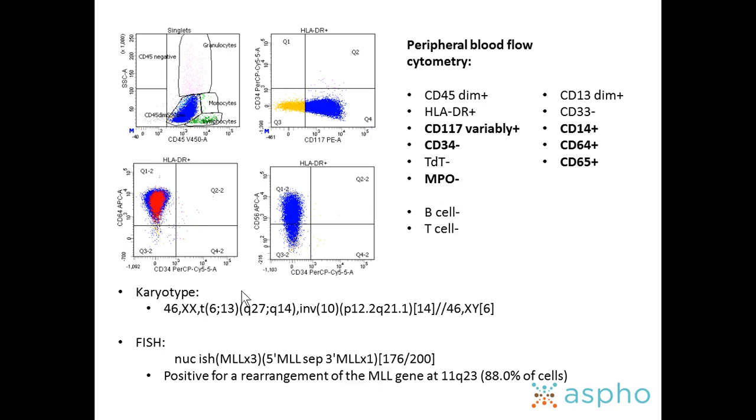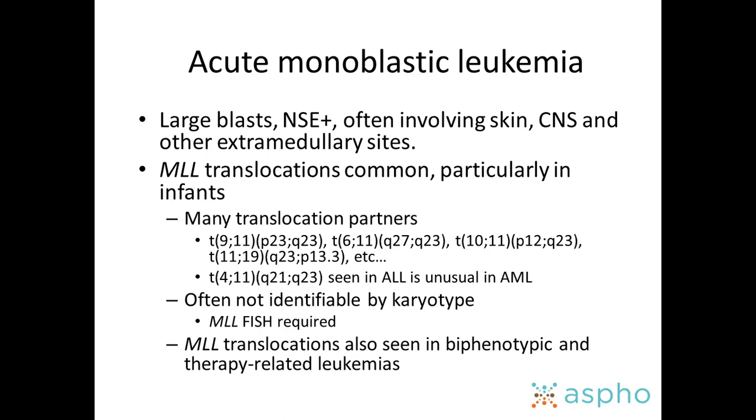In this case, the karyotype comes back with something that's evidence of clonality, but there's no evidence of an MLL translocation until one gets to FISH, which demonstrates that there's an MLL translocation in this patient as well. So acute monoblastic leukemia is often very large blasts that are NSE positive, often involving the skin, CNS, and other extramedullary sites at diagnosis. MLL translocations, particularly in the infant setting, are common.